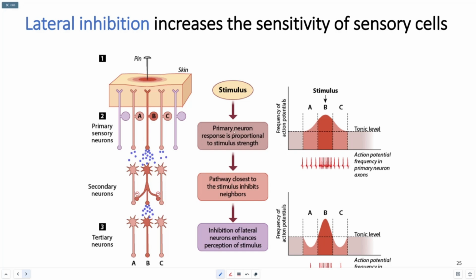So right here you can see when a pin is inserted into the skin, and neuron B sends a signal, and neurotransmitters are released, but neuron B will inhibit neurons A and C, heightening the signal of neuron B. On the right-hand side, you'll see that the action potential frequency in the neurons also changes. There's a lot more frequency over here in the middle, in neuron B, than there is in A and C, and you can see in the graph that it's a lot higher in letter B. As a result of inhibition, it will then depress neurons A and C by even lower amounts, making neuron B a lot more precise and able to discriminate the location of the signal.